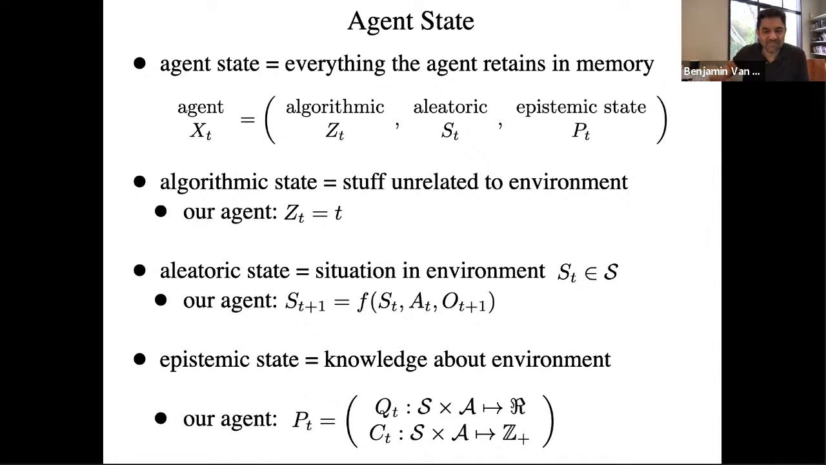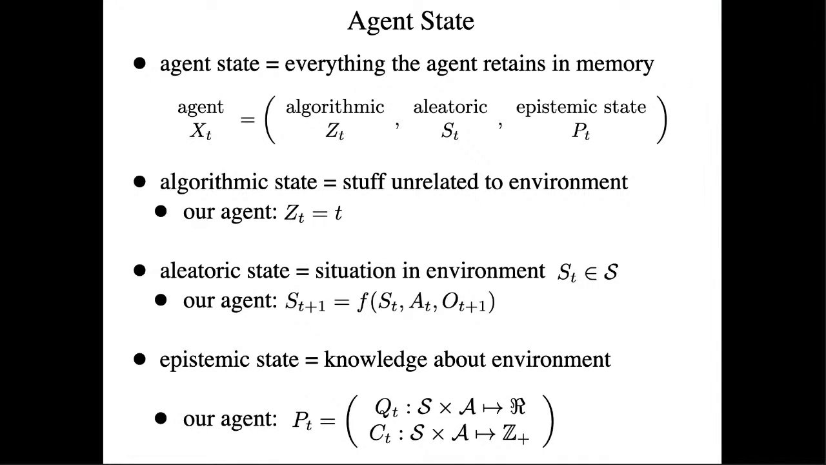I have another small question. So this epistemic state depends on the whole history of the observations, right?